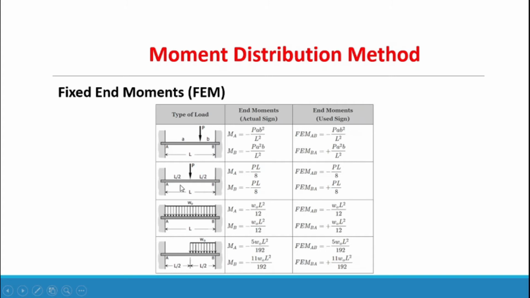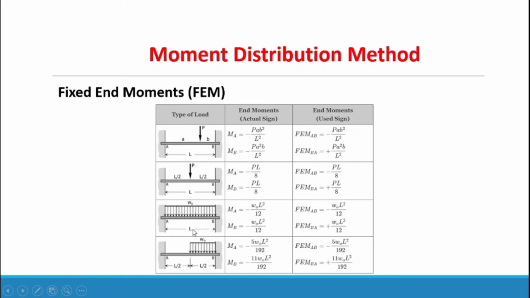For the second diagram, we have a concentrated load at mid-span, which means we have L over 2 at A and L over 2 at point B, and a distance AB of L. For the end moments, at A it is equal to negative PL over 8, and because the load is concentrated at midspan, moment at B is also negative PL over 8. The fixed end moment at AB is negative PL over 8, while the fixed end moment at BA is the opposite sign, or plus PL over 8.